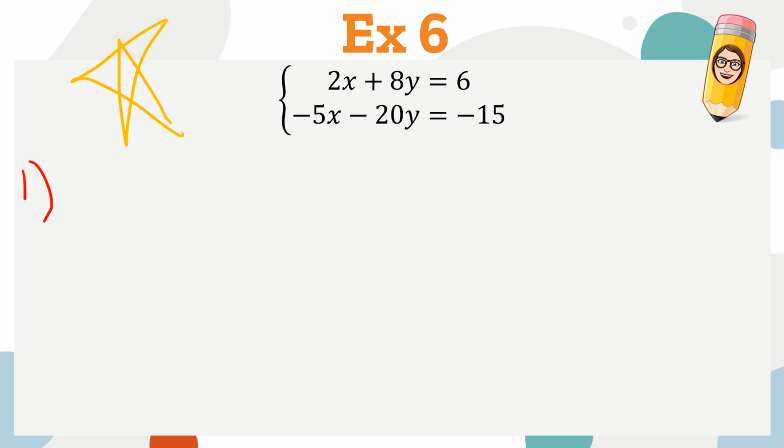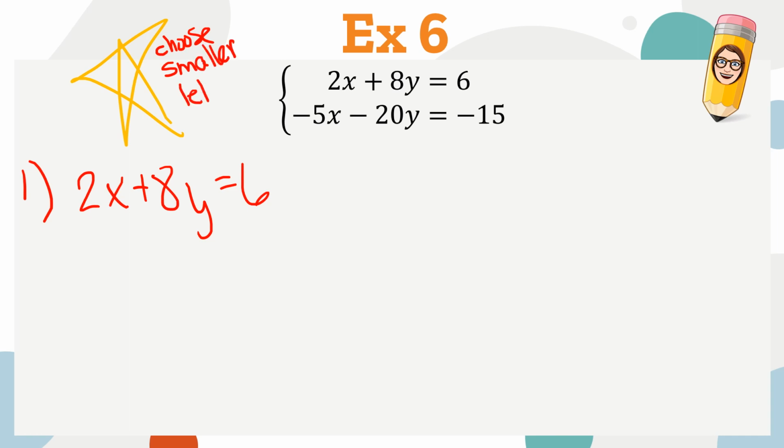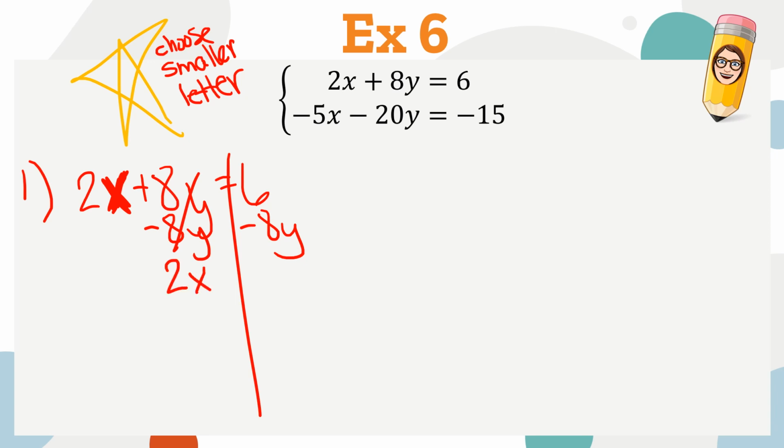I'm going to choose the first one. 2x plus 8y equals 6. Remember my strategy. Choose smaller letter. I'm being very generic right there, meaning let's choose the x to get by itself. We're trying to avoid fractions. So instead of positive 8y, let's minus 8y.